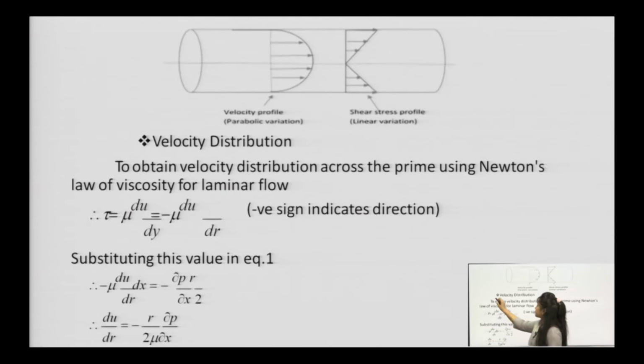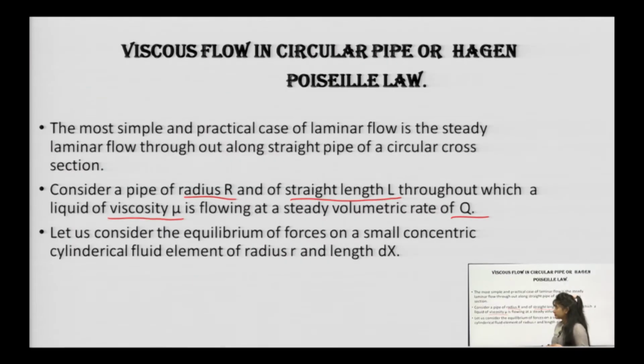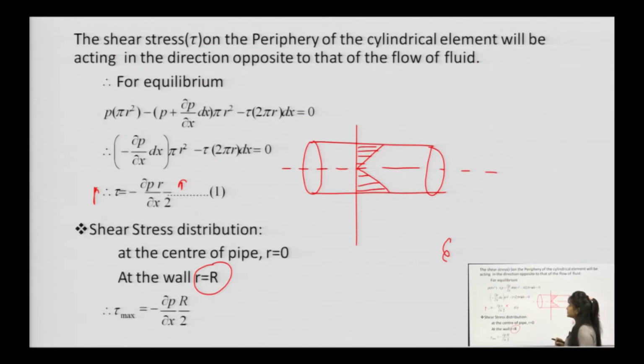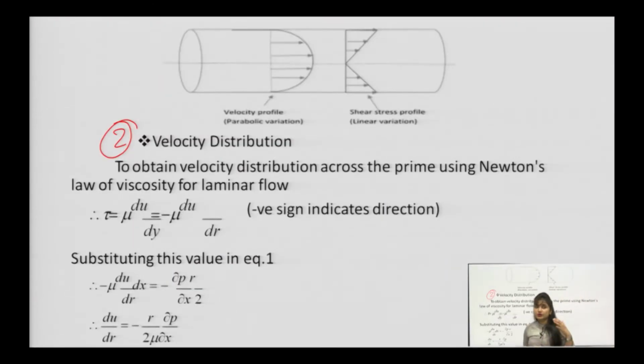Coming to the second point for today's topic, now we need to understand the velocity distribution within a circular pipe. For velocity distribution, we already know that shear stress is nothing but viscosity into rate of change of velocity with respect to the distance, tau equals mu du over dy. Using Newton's law of viscosity, tau equals mu du over dy. Here we will be taking the negative direction because shear stress is acting in the opposite direction.